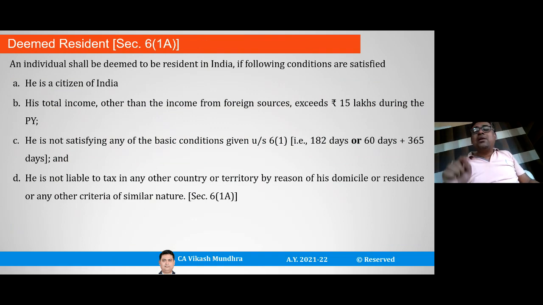Next, this is also a major amendment brought by Finance Act 2020. Deemed resident, section 6, subsection 1A.